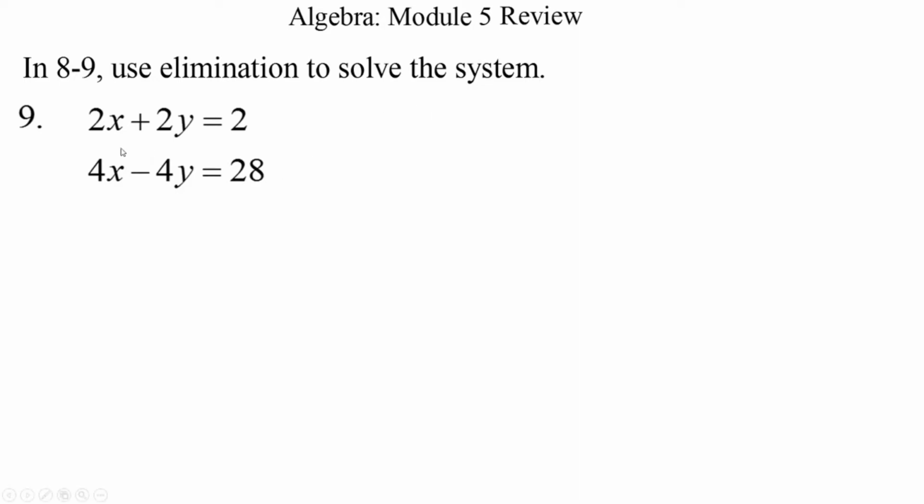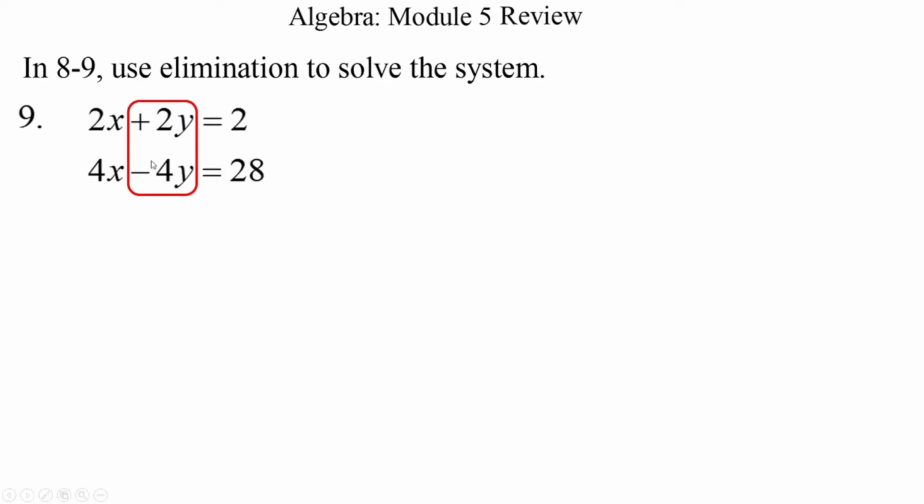So you take a look here, and 2 goes into 4 2 times, and 2 goes into negative 4 negative 2 times. So I'm probably going to take this top equation and either multiply by 2 or negative 2, depending on which variable I want to solve for first.